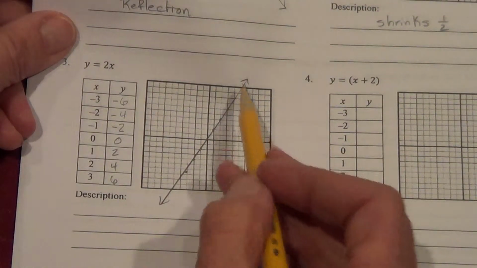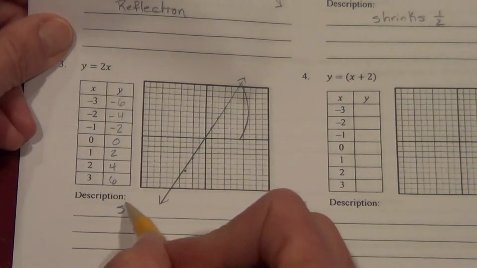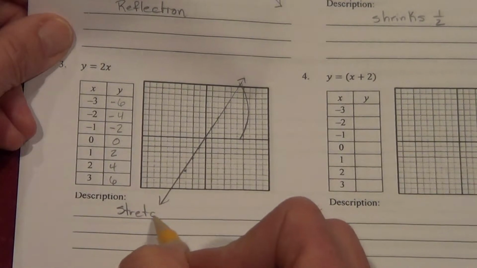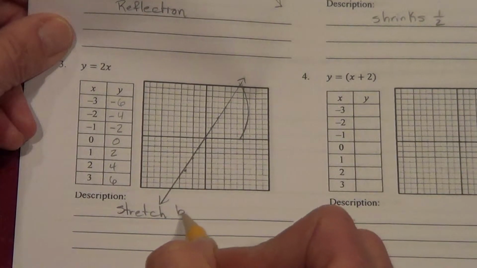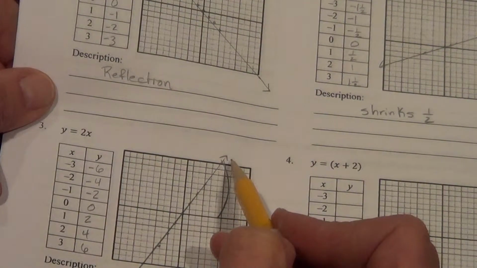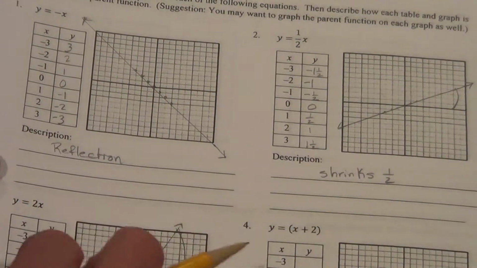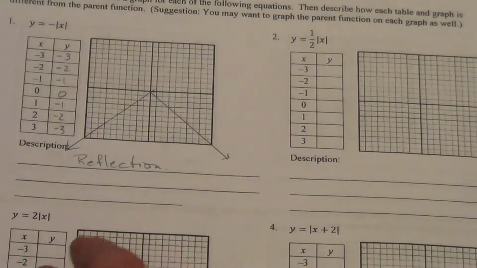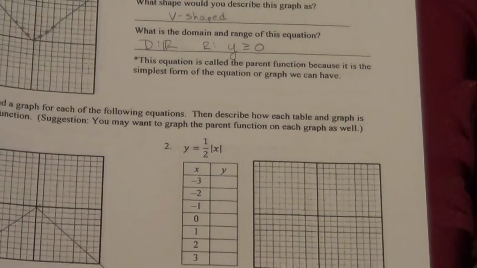When it pulls up higher, we call that a stretch, and we say that it's stretching by a factor of 2, because it's twice as far from the x-axis. A lot of things depend upon that x-axis you're beginning to notice. Let's go to the next one.